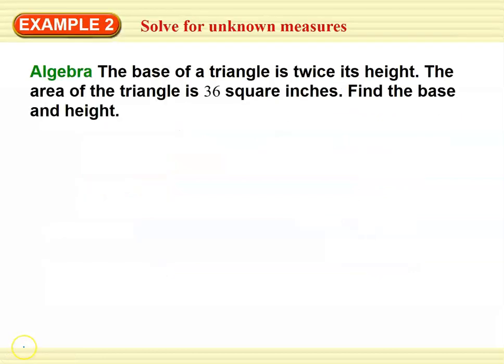All right. So now we're going to look at doing some backwards working. So the base of a triangle is twice its height, and the area is 36. So this time we're given the area, and we're trying to figure out the base and the height of the triangle based off of the fact that we know that the base is twice as big as the height.